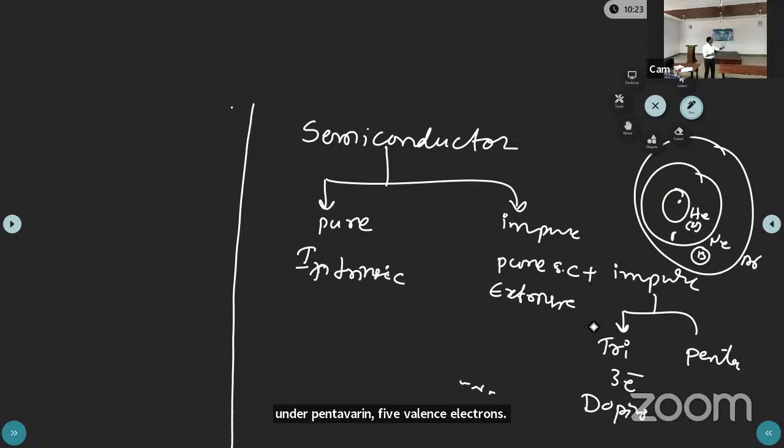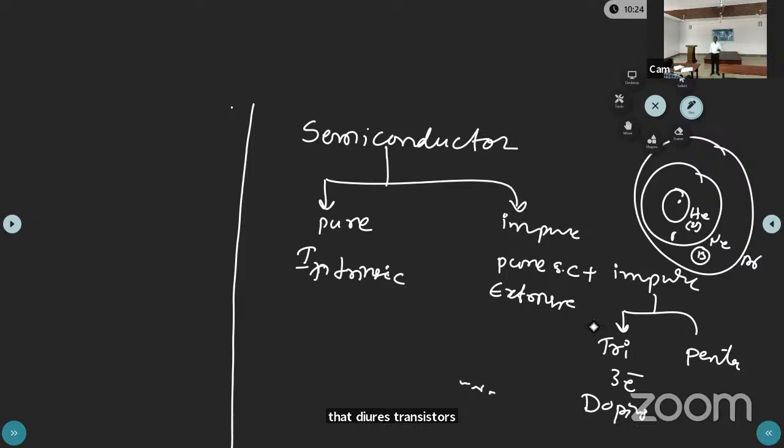Now, these impurities we add to the pure semiconductor. The process of adding an impurity, trivalent or pentavalent, to the pure semiconductor is called doping. After doping, we get extrinsic semiconductors. Only these extrinsic semiconductors are used to make diodes, transistors, and integrated circuits, which are electronic devices.